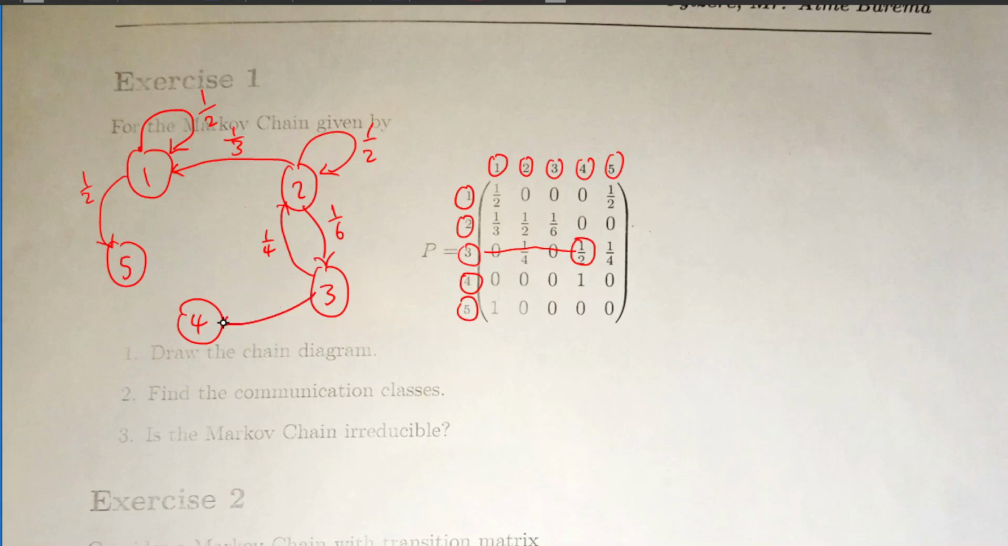So from 3 to 4, we have a probability of 1/2. Then 3 to 5, we are moving from 3 to 5 with a probability of 1/4. Then we come to 4, where everything else is 0, but 4 to 4, there is a self loop which has a probability of 1. Then 5 to 1 has a probability of 1. So basically this would be the chain diagram, right?